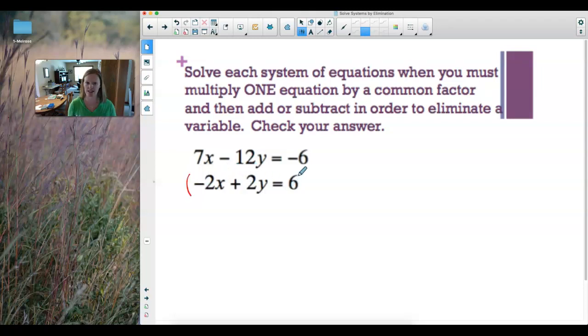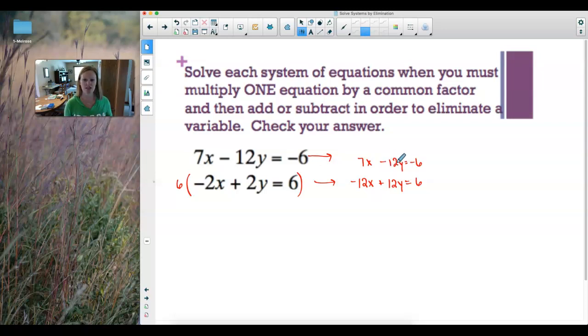If I take this second equation and multiply it by 6, I'm going to rewrite that. I have to multiply the entire equation by 6. So we have -12x plus 12y equals 6. The top equation, just rewriting it: 7x minus 12y equals -6.